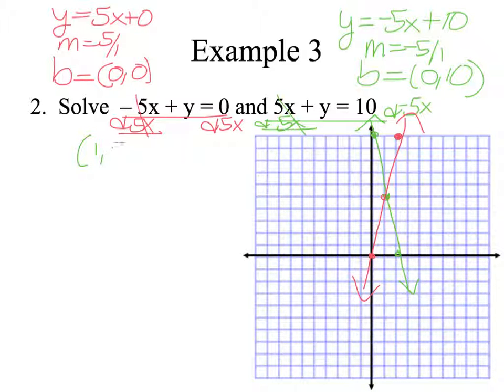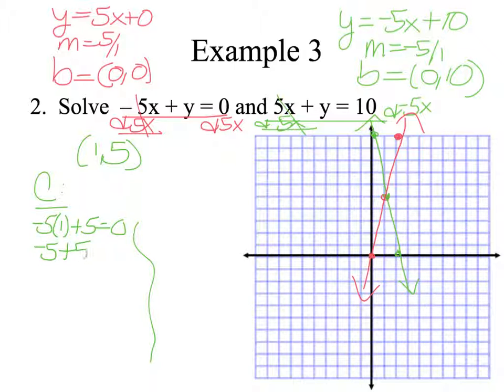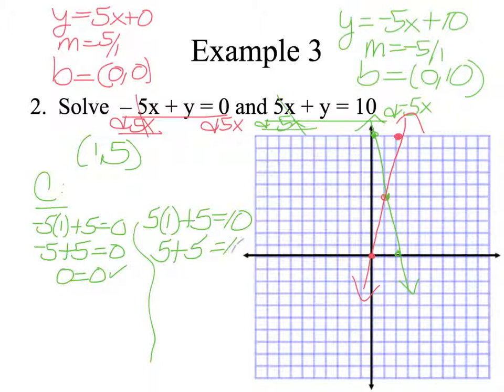So 1, 5. So now I'm going to do my checks. So negative 5 times 1 plus 5 needs to give me 0. Negative 5 plus 5 needs to give me 0. 0 equals 0, and my answer checks. Second equation, 5 times 1 plus 5 needs to give me 10. 5 plus 5 needs to give me 10. 10 equals 10. So my answer checks.